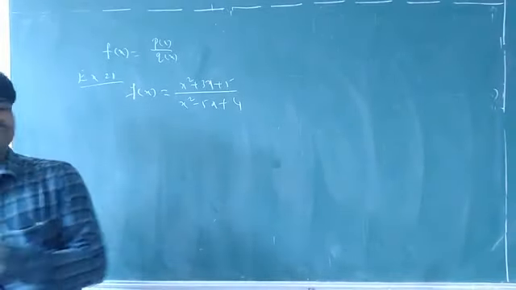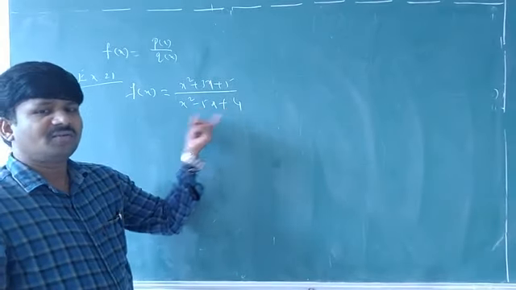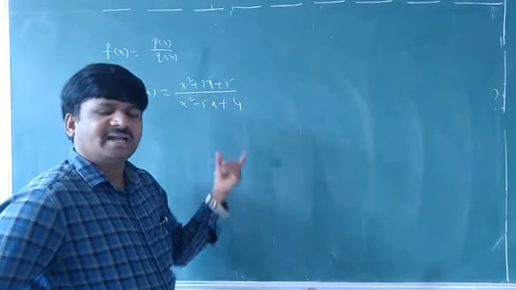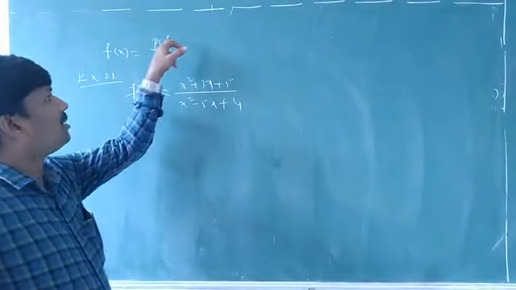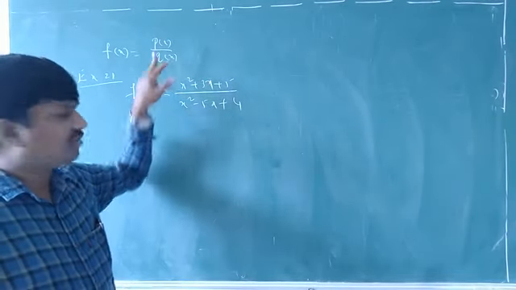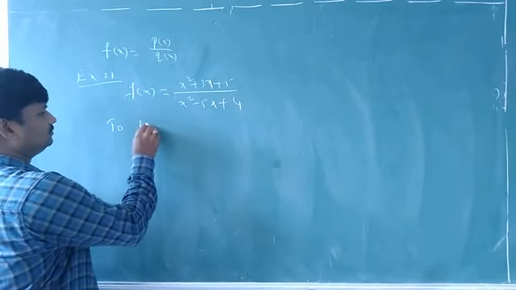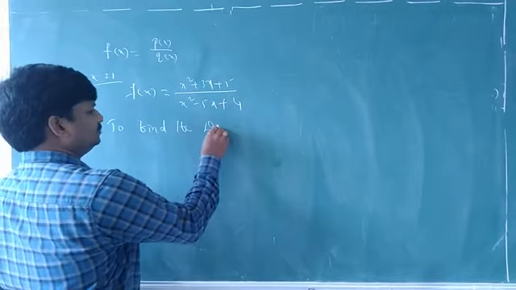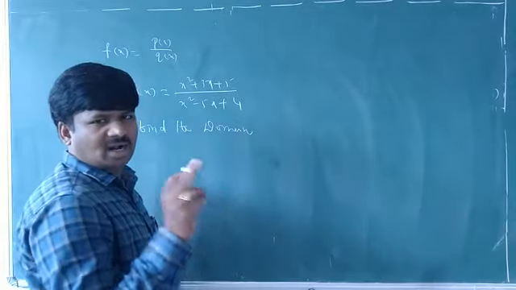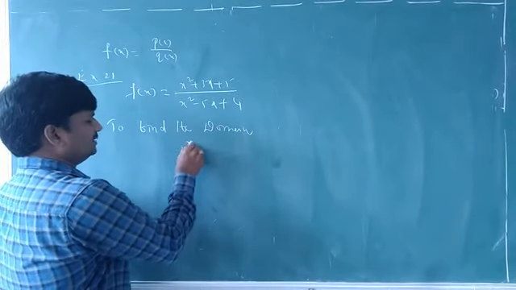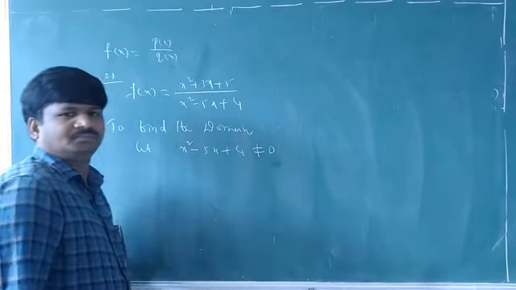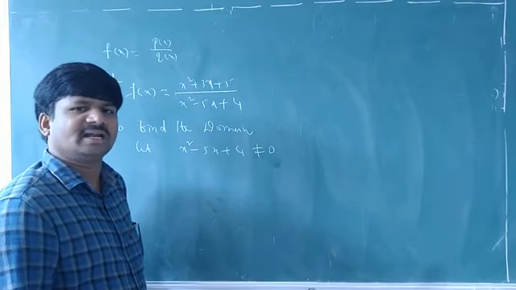If the function is in the form p(x)/q(x), then we have to find the domain of this function. Domain means, how can you find it? I already gave the formula. If the function is in rational form, then the denominator must not be equal to 0. So to find the domain, we take the denominator x² − 5x + 4 not equal to 0.